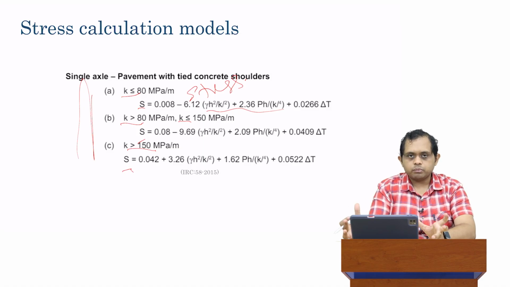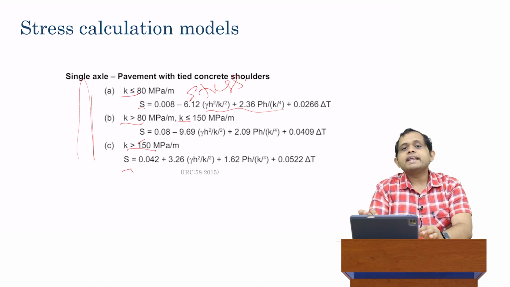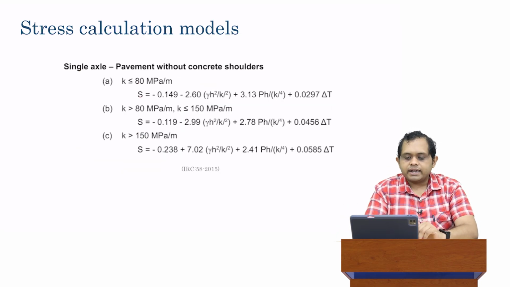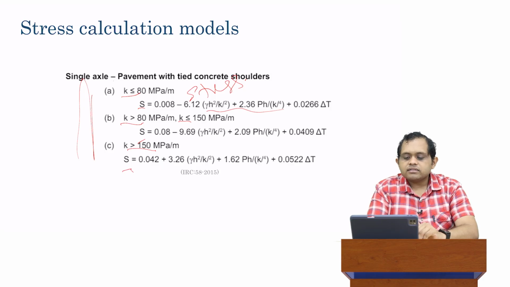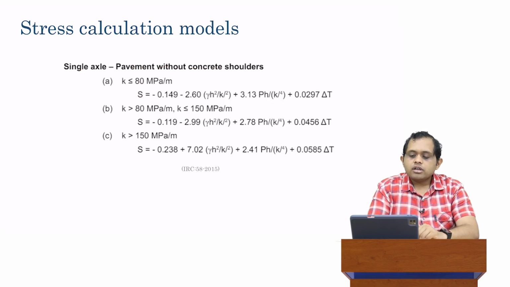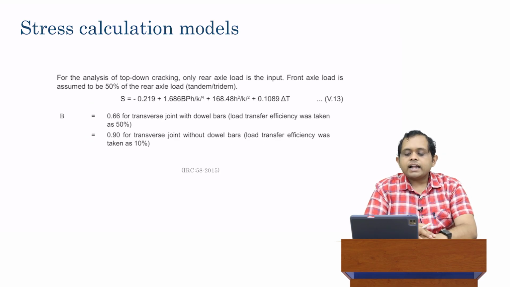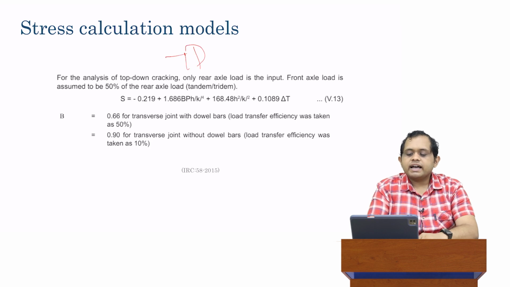Because they're relatively simple closed form regression equations, they can actually be calculated by hand, although in practice, you should use the Excel sheets provided for it, but they can be calculated by hand. So when you have single axle, this is for bottom up cracking, by the way. When you have single axle pavement with tied concrete shoulders, you have these 3 equations. When you have untied shoulders, without tied concrete shoulders, you have additional equations like this. And for top down, you similarly have an additional equation.